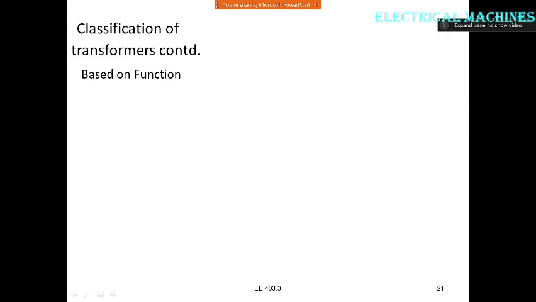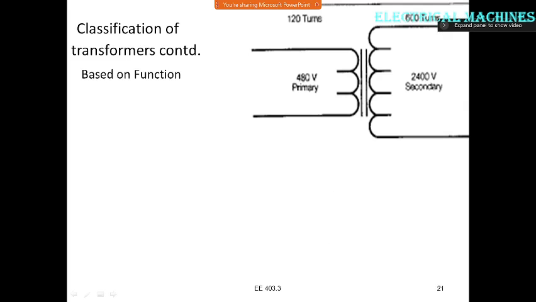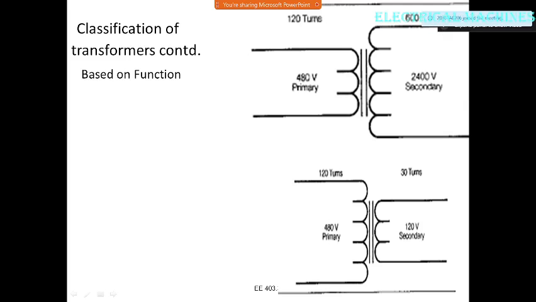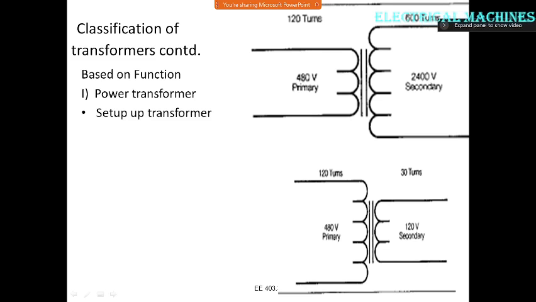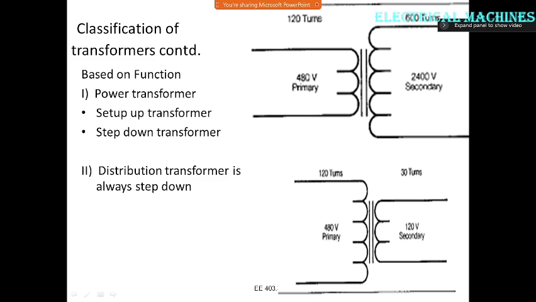Next we have the classification based upon the function. First is step up and step down. Based upon power, we have the power transformer as step up and step down. The distribution transformer is always step down. The power transformers used in generating stations are mainly step up transformers, since the generator voltage needs to be raised, and in distribution we use step down. That is the main thing we can see.